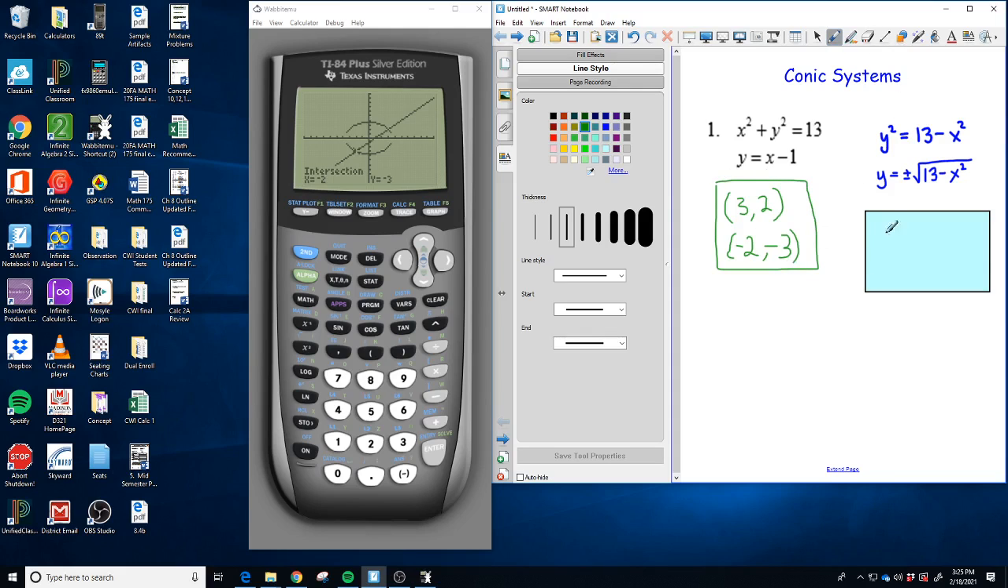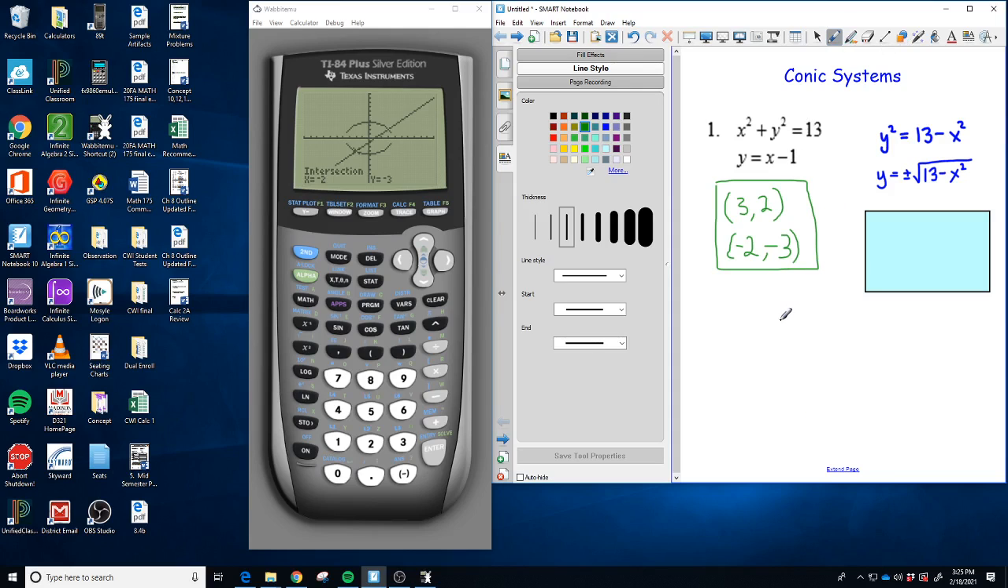Now when you're graphing these, you could have 0 solutions, 1 solution, or 2 solutions. So we had 2. Well, we can have 2 when we have a conic section and a line. If you have more than one conic section, you could have more than 2. But we're just going to look at conics and lines.